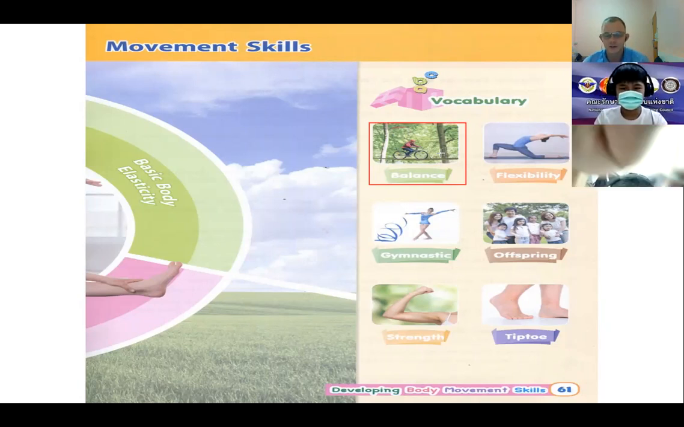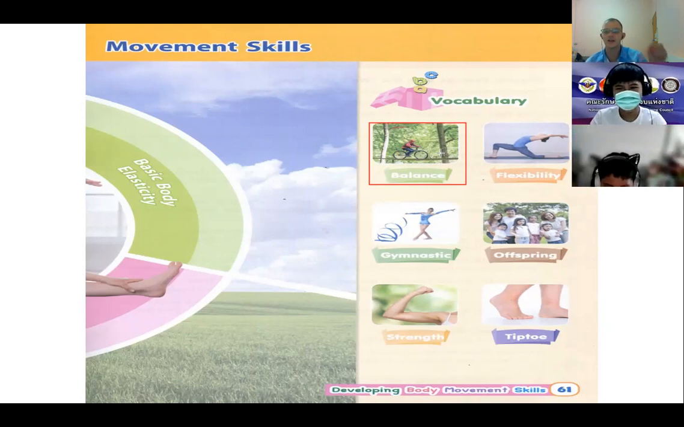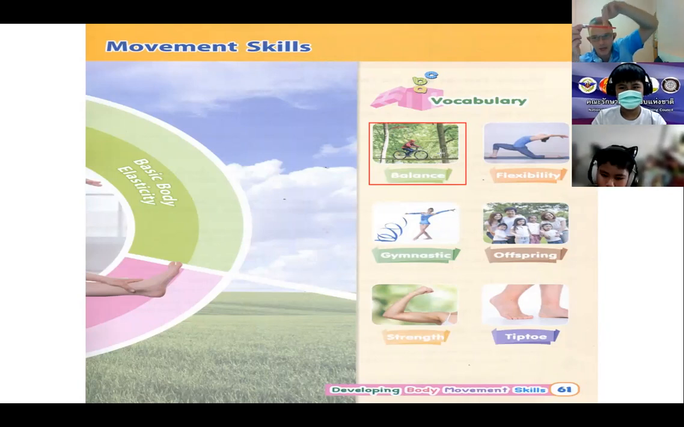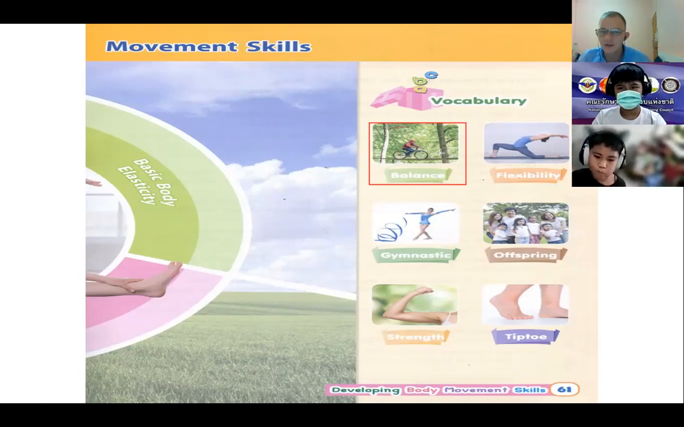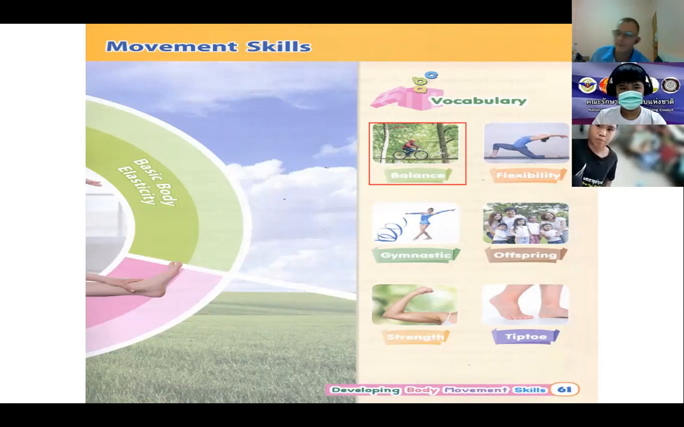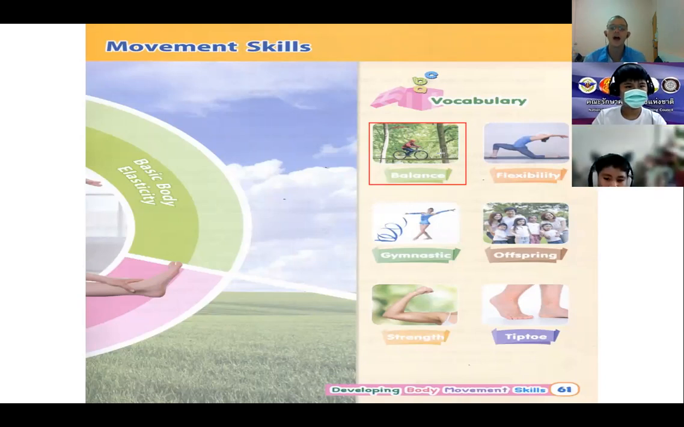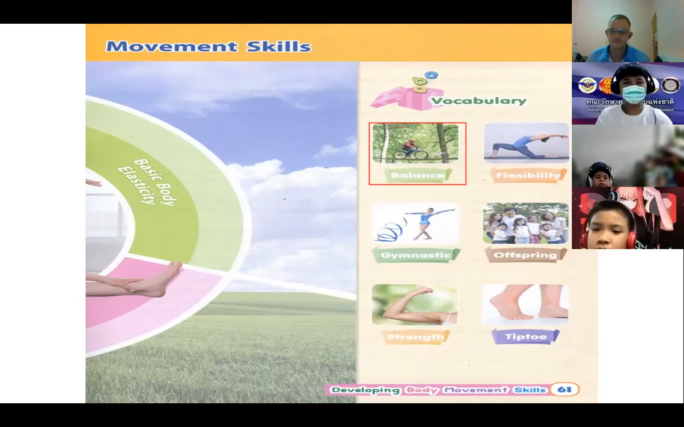What is balance? Balance can be described as, let's say this is a rope. And you walk on the rope and you have to keep your balance so that you do not fall off. The same with riding a bicycle. If you do not have good balance, you will ride a bicycle and fall because you don't have balance. So balance is something that makes you stay upright. The next word is flexibility.